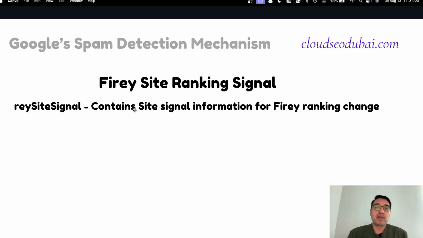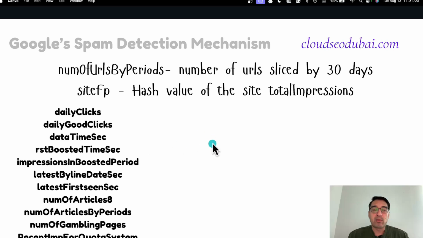All right, so I made a mistake typing this. It's Firefly site ranking signals. So it's the site signal, which contains site signal information for Firefly ranking change. Now this is a very important signal based on the frequency of posting and how many people click on the new articles. But it's important to understand how it works. The important parts are the number of URLs by period, so the number of URLs sliced by 30 days. So how many new URLs were created on your site in the past 30 days.